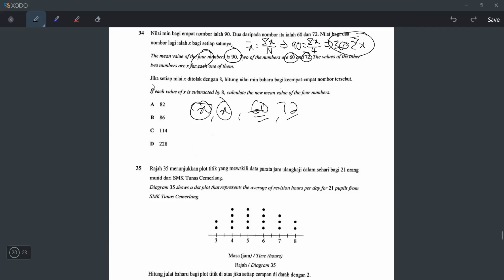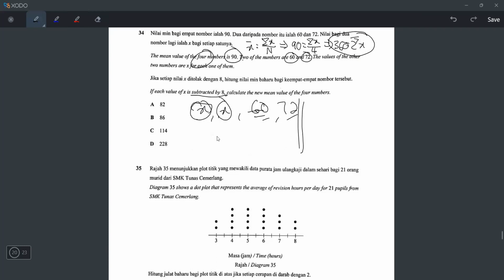But let's see what they want. If each value of x is subtracted by 8, calculate the new mean of 4 numbers. I cannot take the old mean and then minus 8, because it's not all values subtracted by 8. This is only the x value minus 8. The 60 never minus 8, 72 also never minus 8. So I cannot do any shortcut. I think I have to find the x and then do everything from the beginning.